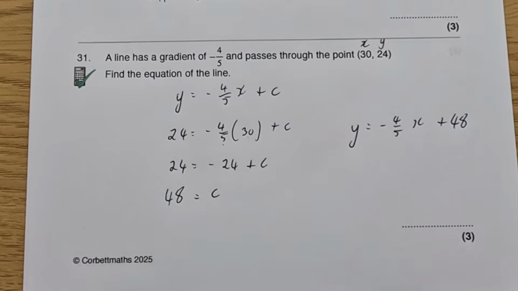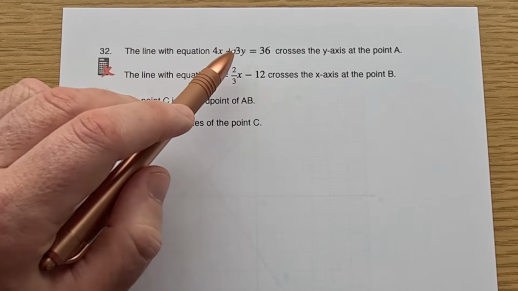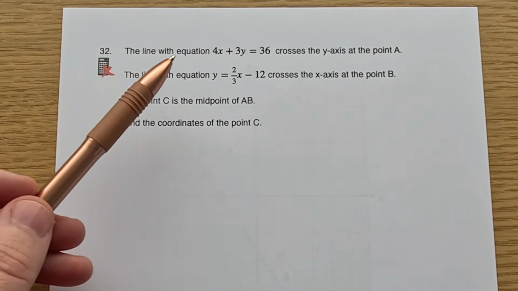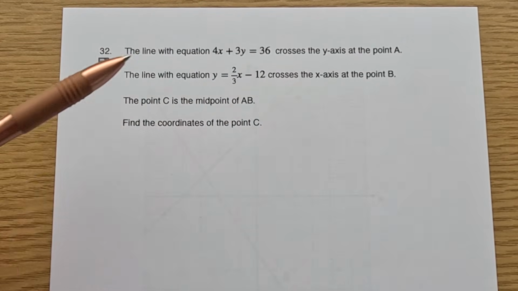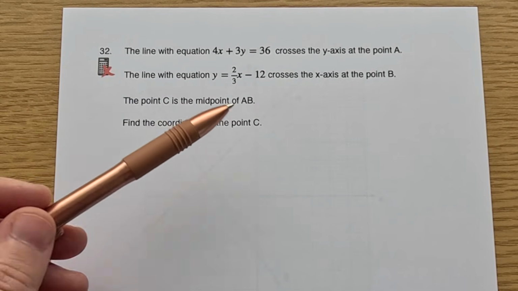Okay, let's look at our next question, question number 32. Question number 32 says the line with equation 4x plus 3y equals 36 crosses the y-axis at the point A. The line with equation y equals 2/3 x minus 12 crosses the x-axis at the point B. And the point C is the midpoint of AB, and we've been asked to find the coordinates of C.